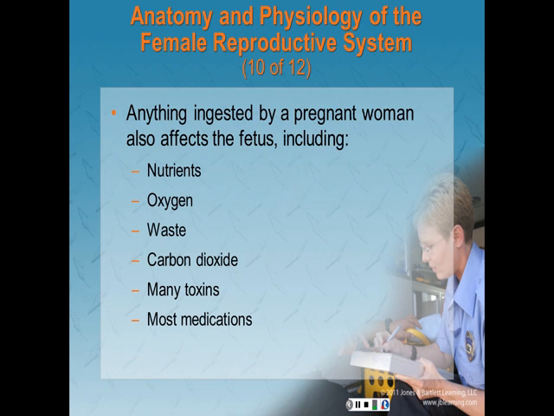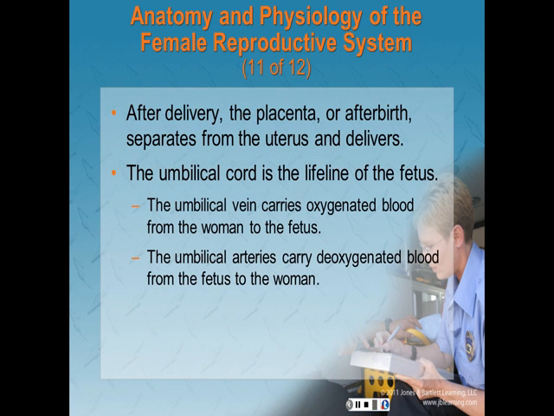Anything that is ingested by a pregnant woman also affects the fetus, and this includes nutrients, oxygen, waste products, carbon dioxide, many toxins, and most medications. After delivery, the placenta, or commonly called the afterbirth, separates from the uterus and is delivered.